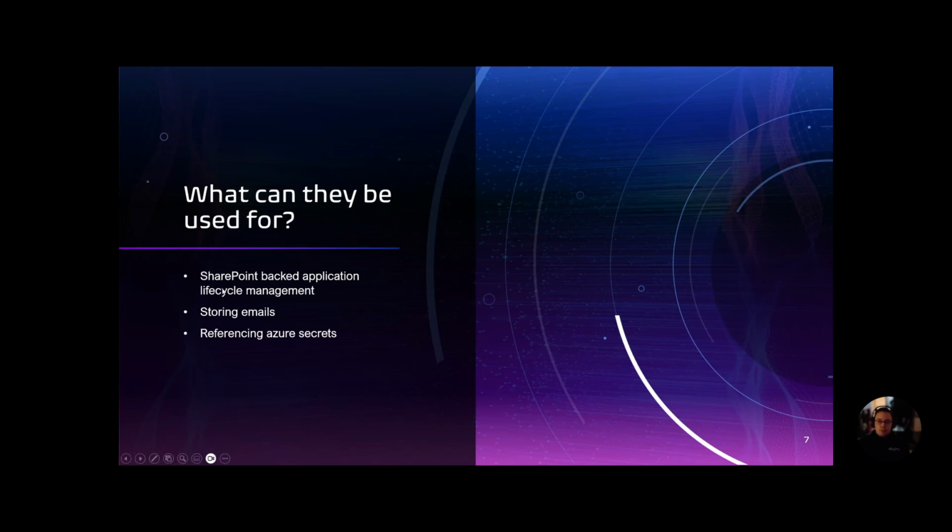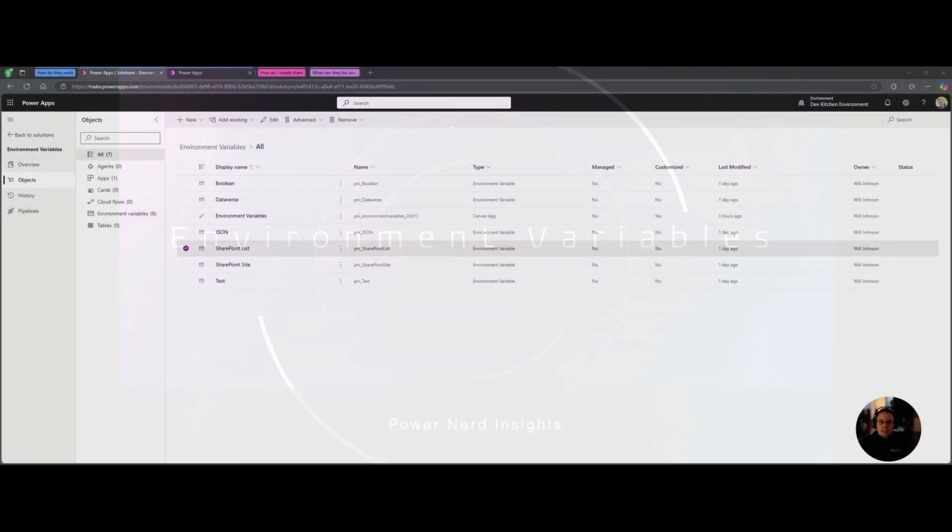The big one here is SharePoint Application Lifecycle Management. That's what my demo at this point is going to focus on. But there are also things like storing emails and referencing Azure secrets. Storing emails is more about the HTML design of an email, and making sure that we can reference that in one location. But how do we actually put environment variables into our Power Apps and our flows? Well, that's relatively easy, he says.